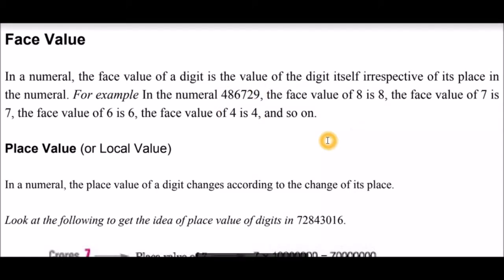So the face value of a digit is the value of the particular digit itself, irrespective of its place. It may be in the tens place or hundreds place or thousands place, crores place, irrespective of its place, the face value is the value of the digit itself.